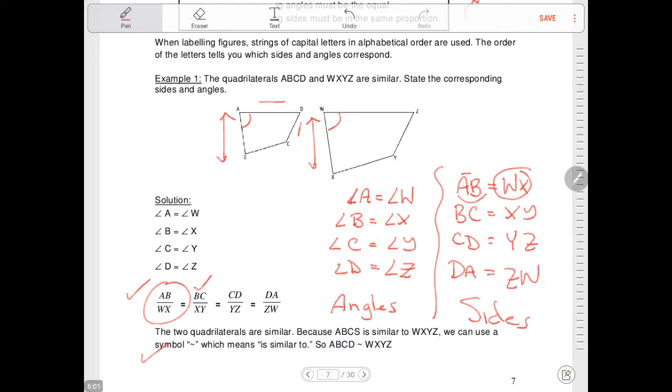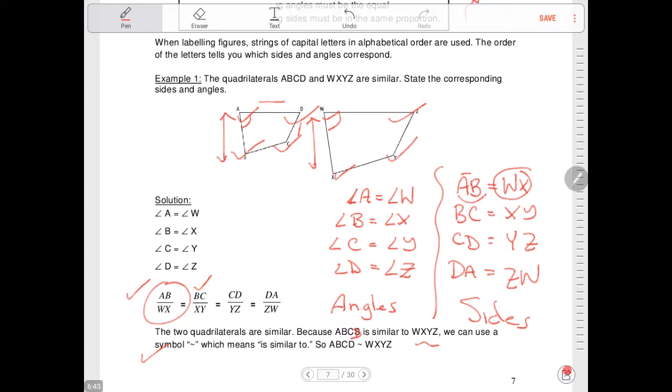As it says down here, the two quadrilaterals are similar because ABCD is similar to WXYZ. We can use a symbol like this, which means is similar to. So if you look at this, everyone, what have we proved? Every angle is equal. Every side corresponds. Therefore, we have similar figures. We have found the relative positions. So that's just it. I know the angles might look a little bit different, or the sides look a little bit different. The point is we have similarity, okay?